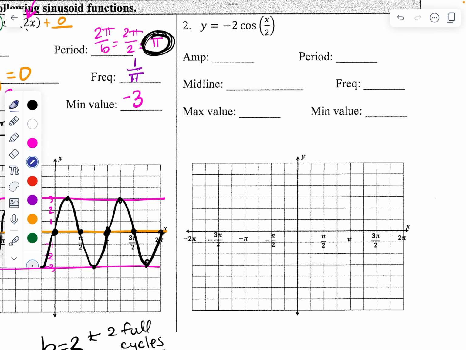Okay, so this is our amplitude. Remember, the amplitude's the absolute value, which is 2. And here I can put a 0 behind it. So my midline is y equals 0. I know it didn't shift up or down.